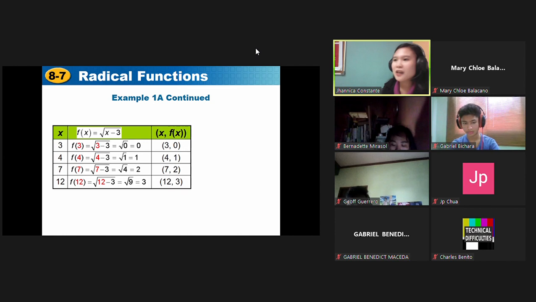So the process of how we get the input and the coordinates of our quadratic function and the nonlinear function is the same as how you're going to find the coordinates and the output of your radical function. You just need to substitute the given value of your x.